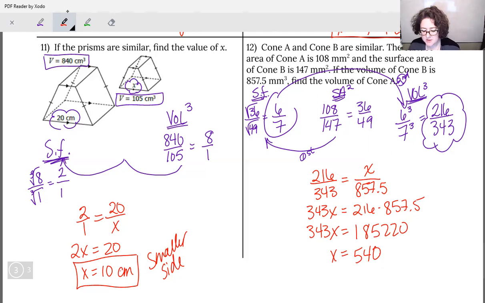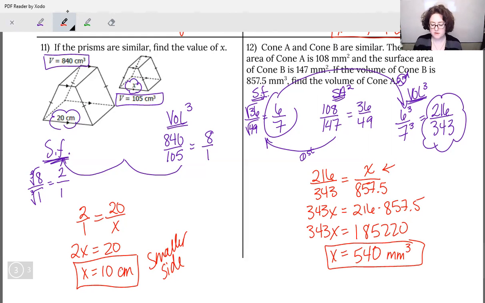Make sure you have the correct units on there. So the original that they were giving us, the other figure had millimeters cubed. And so let's think of this. Well, if we were solving for the value that was on the top of the fraction, that's where we're putting the smaller value. We got an answer that was smaller than 857.5. So our answer is consistent with what we should be getting. So again, that's going to be the volume of cone A.